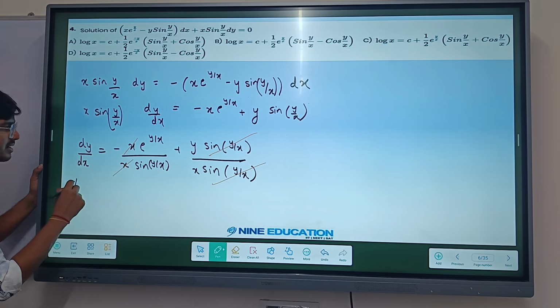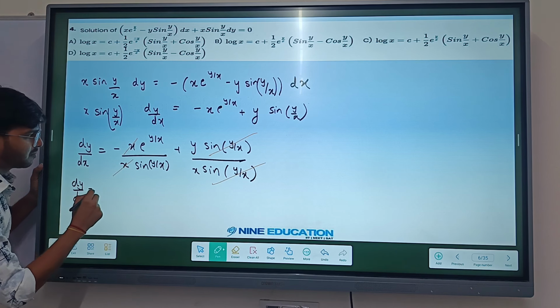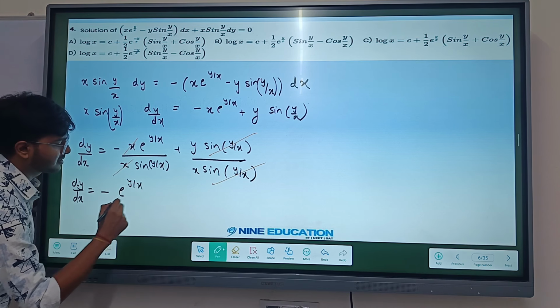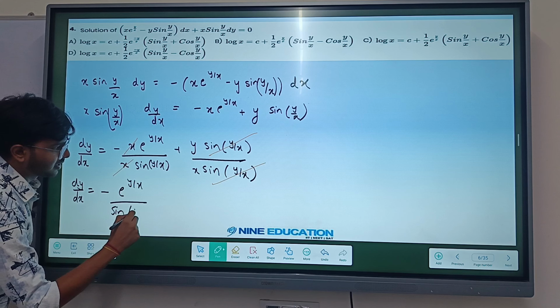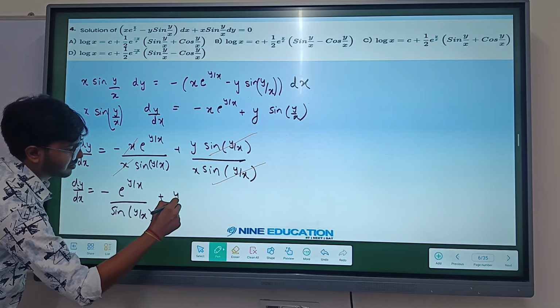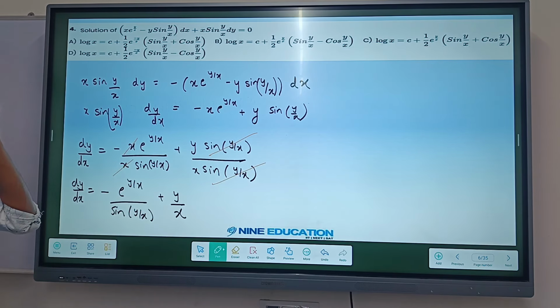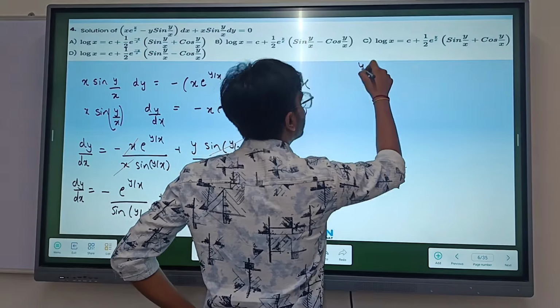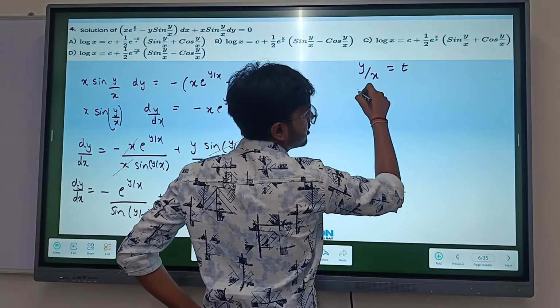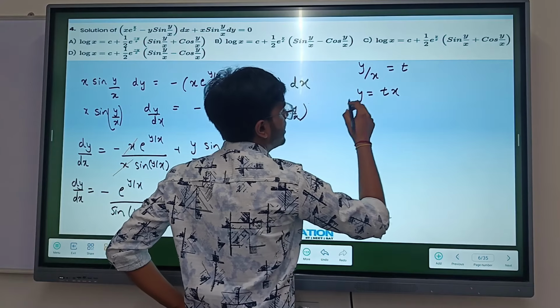So what will I get? dy/dx is equal to minus e^(y/x) divided by sin(y/x) plus y/x. Now to simplify it more, what will I do? I will take y/x as t. So y equals tx.